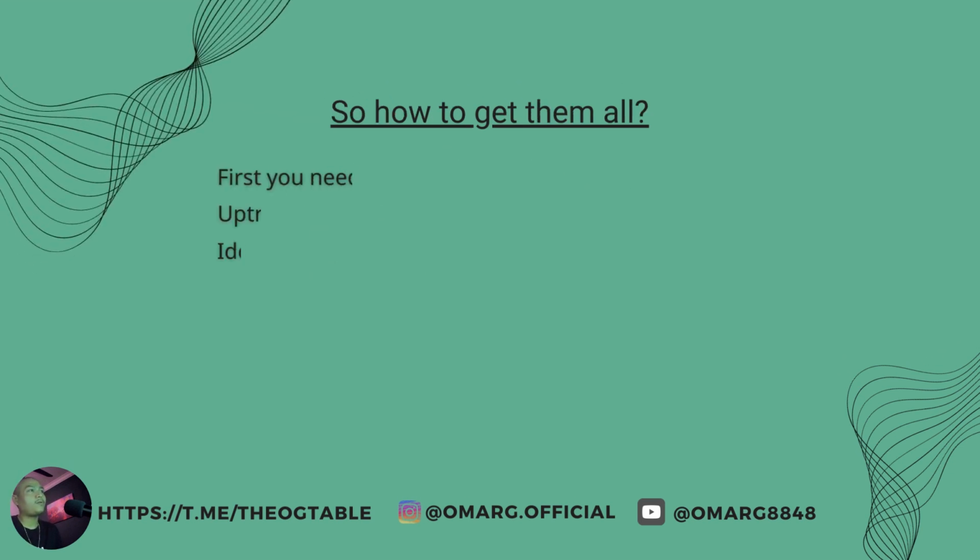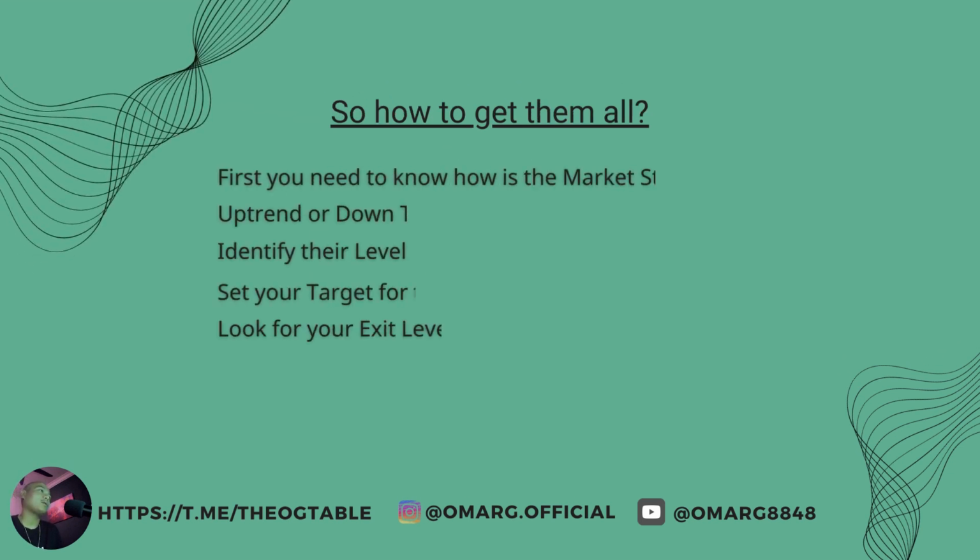So how do you put it all together? Just as I explained previously, first you need to know the market structure, whether it is an uptrend or a downtrend. Once you identify this, you need to identify the levels of support and resistance. Then you start to set your target for the price of interest, which is where you want to enter your trade.